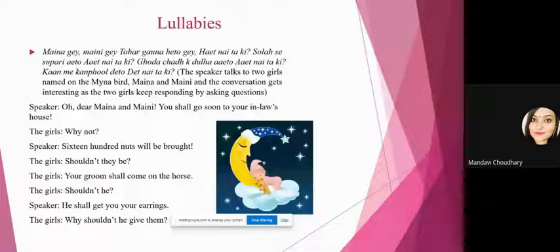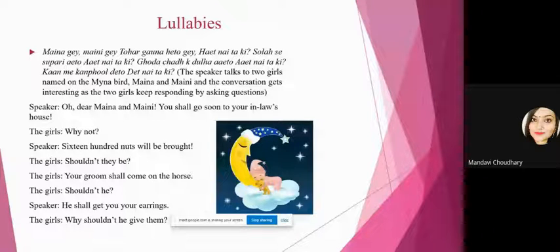So basically, the speaker here talks to two girls and he initiates a conversation. And the names of the girls are Mena and Meni, based on the Mena word. The conversation gets interesting as the girls keep responding to the speaker by putting forward questions. So it begins with the speaker saying, "Oh dear Mena and Meni, you shall go to your in-laws' place very soon." And the girls ask, "Why not?"